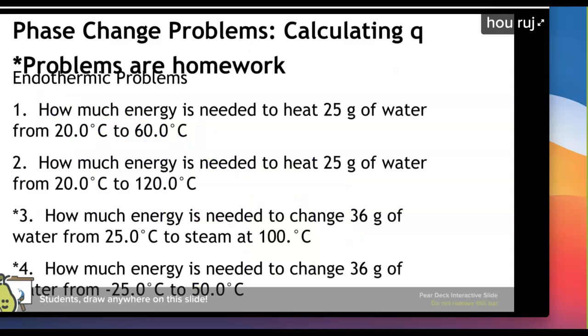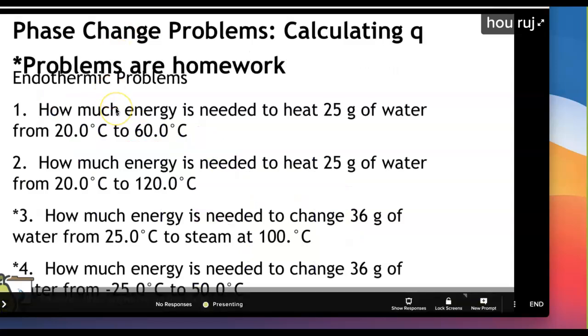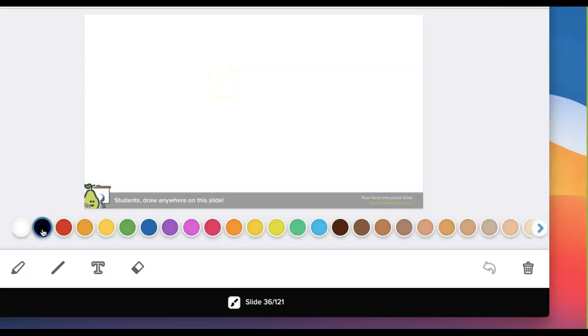So in these types of problems, it says how much energy is needed to heat 25 grams of water from 20 degrees Celsius to 60. So here's how these problems start. Here's what you need to do. We need to get good at drawing the curves. What I mean by that is everybody do this.